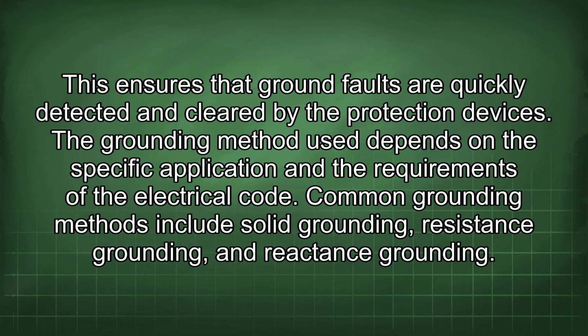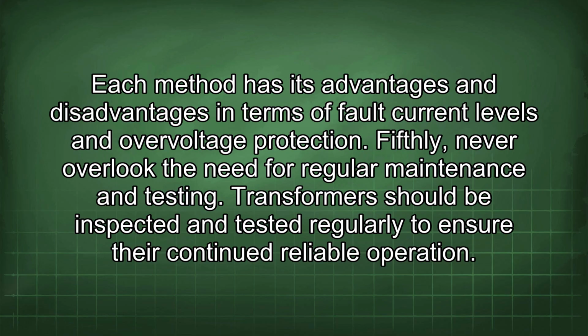The grounding method used depends on the specific application and the requirements of the electrical code. Common grounding methods include solid grounding, resistance grounding, and reactance grounding. Each method has its advantages and disadvantages in terms of fault current levels and overvoltage protection.